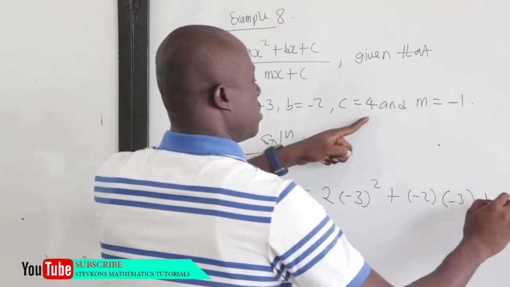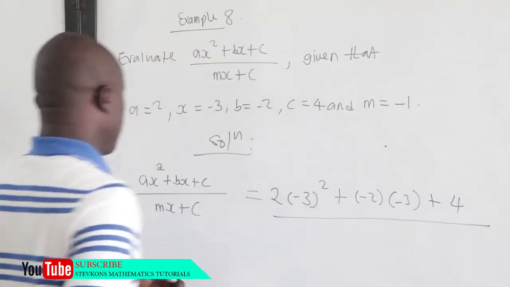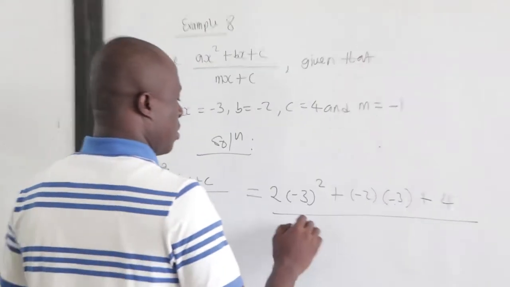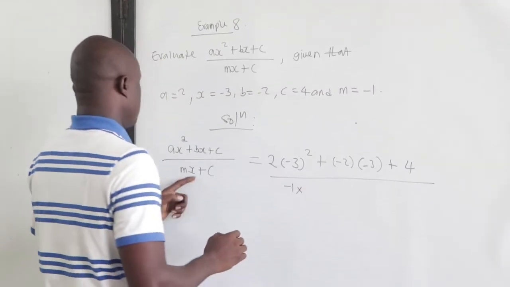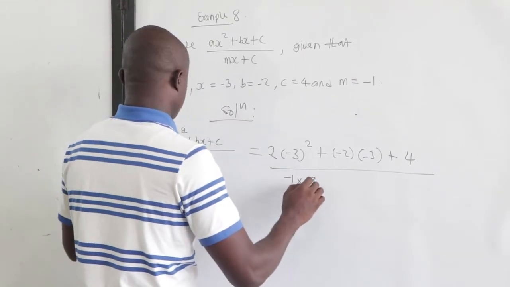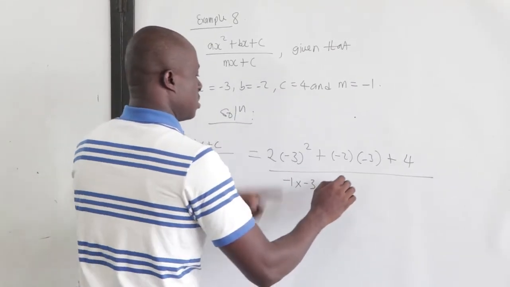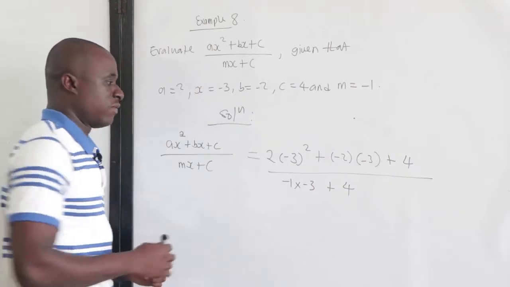Plus c. What is our c? 4, all over mx. What is our m? Negative 1. What is our x? Negative 3. Plus c. What is our c? Our c is giving us 4.